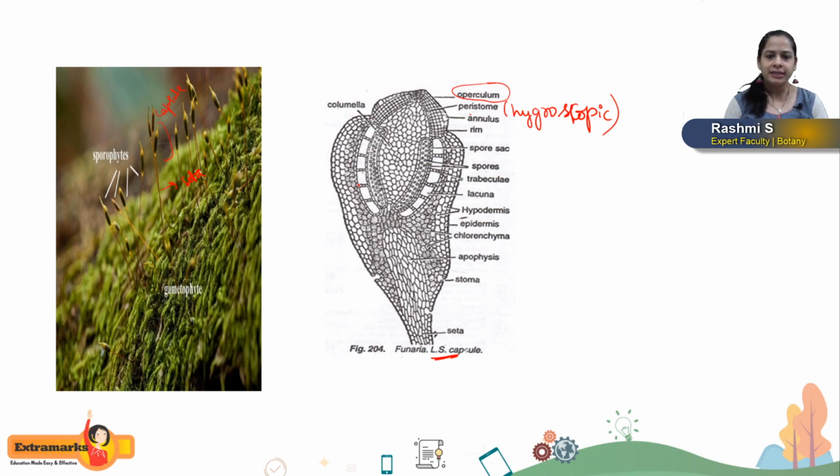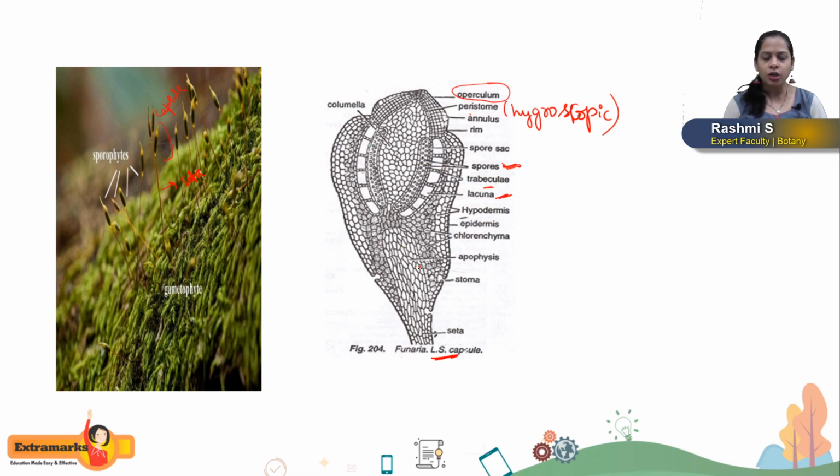Inside the sporophyte, there is columella tissue for nutrition, which in turn surrounds the spore sac. Inside the spore sac there are spore mother cells. These spore mother cells undergo meiosis to develop into haploid spores. There are also air cavities for exchange of gases, and the strands in the air cavity are called trabeculae and the air cavities are called lacunae.